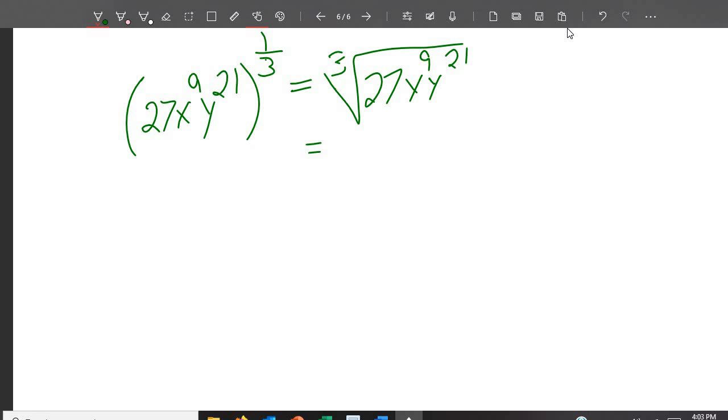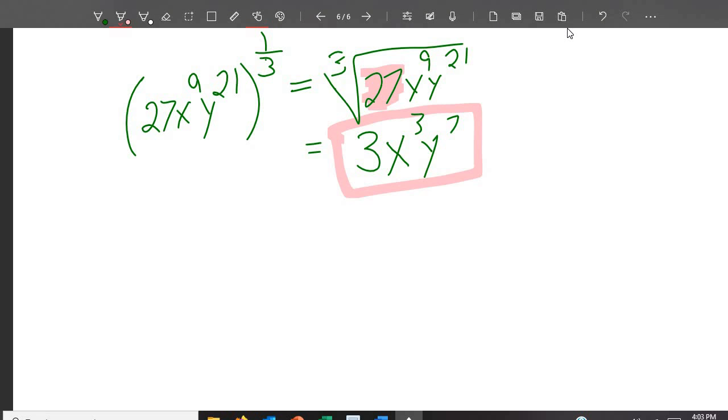And then simplify it like we've done in the past. That's a cubed root of 27. So the cubed root of 27 is 3. Then we divide the exponents by 3, and we'll get this. So this is the final answer. There is a problem like this on the final. Let me do another one.